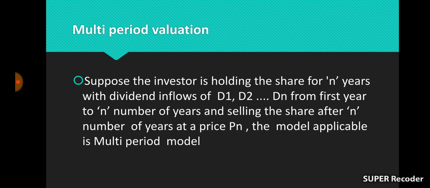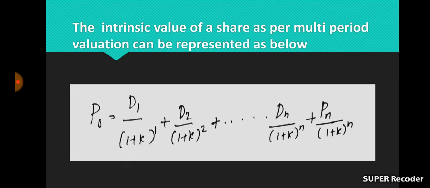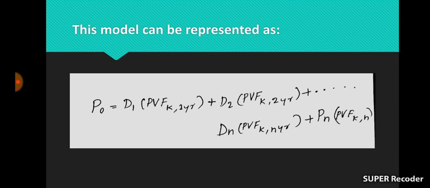And the equation for calculating intrinsic value as per multi-period valuation is P0 is equal to D1 divided by (1 plus k) raised to 1, plus D2 divided by (1 plus k) raised to 2, plus etc., Dn divided by (1 plus k) raised to n, plus Pn divided by (1 plus k) raised to n. Here, these are the present values of dividend inflows and this is the present value of the market price after the nth year.